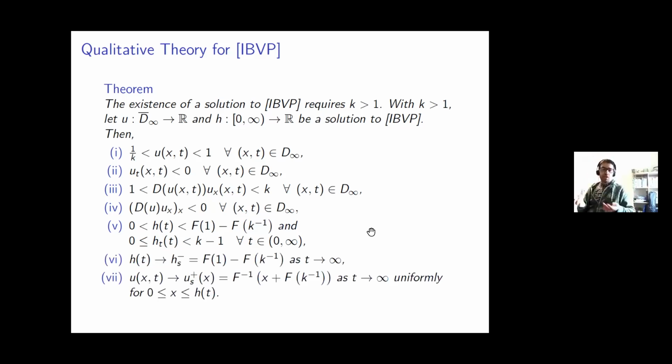Additionally, we have these two final points, which say that H converges to the steady state HS from below. I should mention the steady state was unique as well. So the steady states are unique for these problems. And additionally, U converges to the steady state for the temperature profile U from above. And that's because the derivative of U is negative with respect to t.